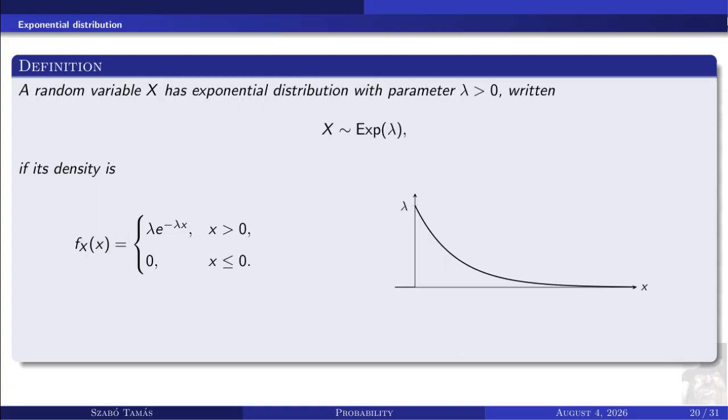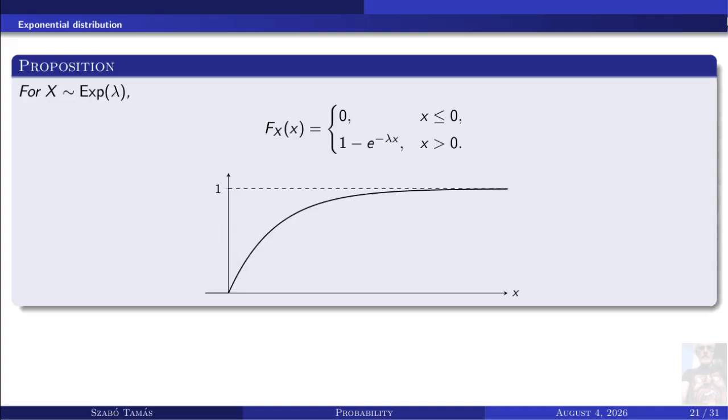A random variable X has exponential distribution with parameter lambda positive if its density is lambda e to the minus lambda x for x positive and 0 for x less than or equal to 0. Then E[X] equals 1 over lambda and Var(X) equals 1 over lambda squared. For X with exponential distribution with parameter lambda, the distribution function is 0 for x less than or equal to 0 and 1 minus e to the minus lambda x for x positive.